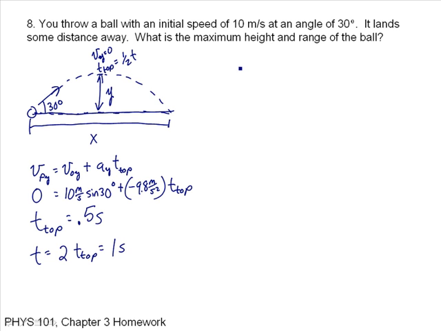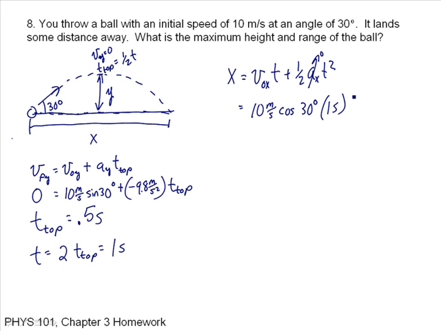So I'm almost there. Now I want to know the x range. It's just equal to the velocity in the x direction times t, because the acceleration in the x direction, let me just write this, the acceleration in the x direction is equal to 0. Alright, so this is 10 times the cosine of 30 times t, which is 1 second. And that's equal to 8.6 meters.